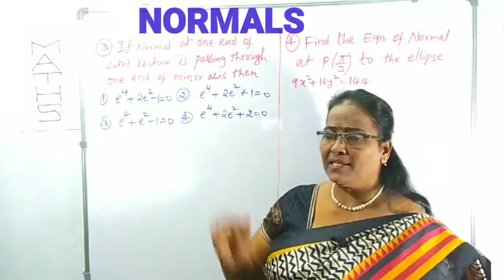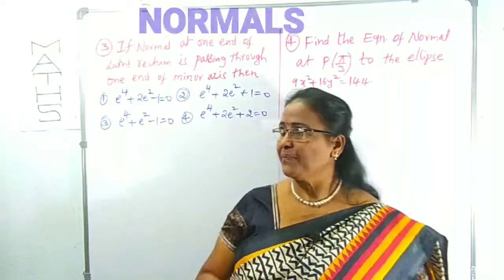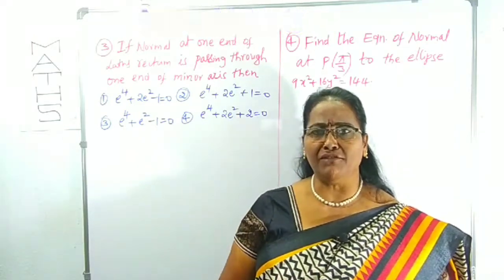The options are also given. What is the relation of e? Which equation will be satisfied? You have to find what the condition is: the normal at one end of the latus rectum passes through one end of the minor axis.